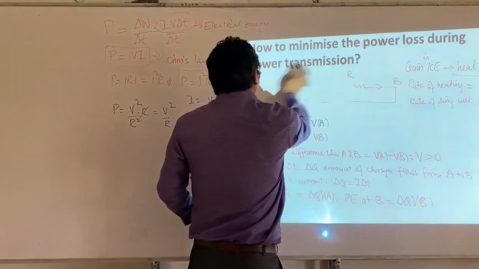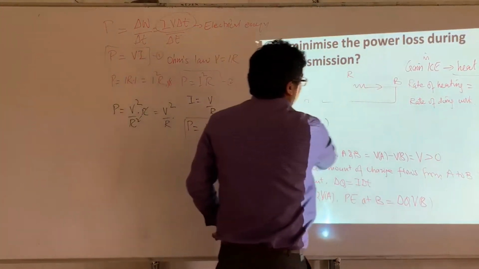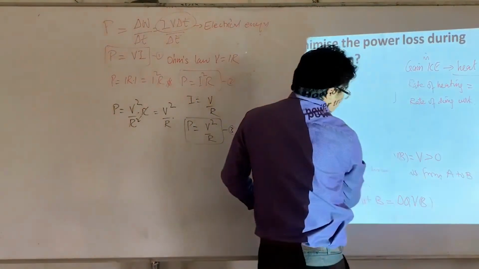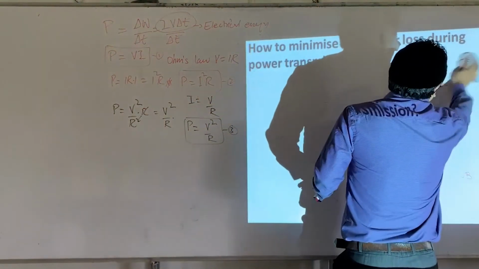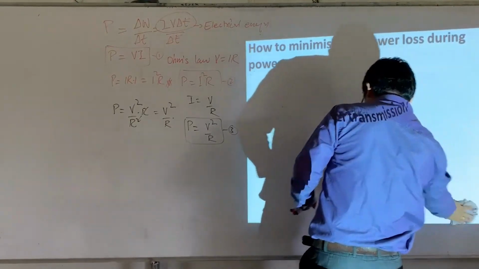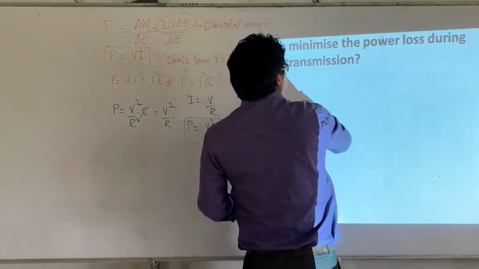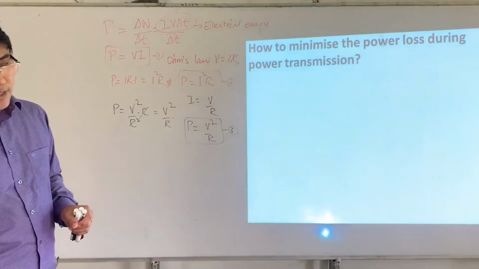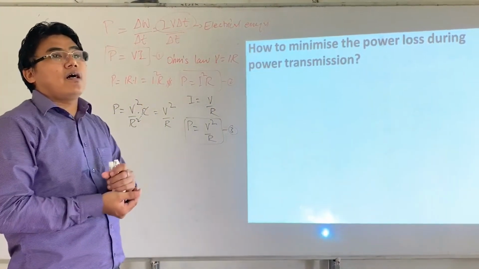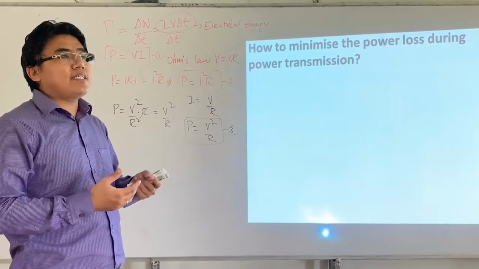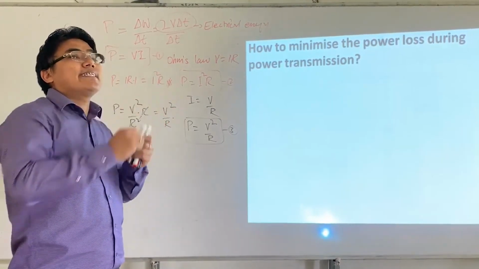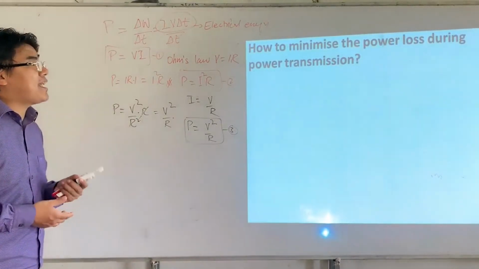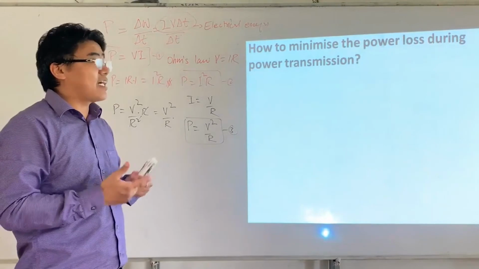Normally we get power from a powerhouse, except for the power you get from battery cells. Normally a powerhouse sends power far away to a town. So now we would like to say there will be a loss of power, a loss of electrical energy via transmission. So now the question is how to minimize the power loss during power transmission.